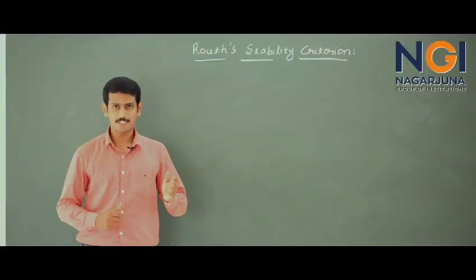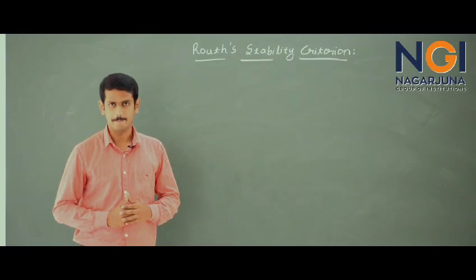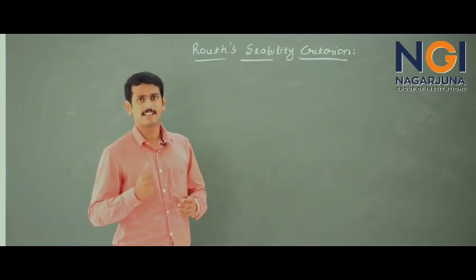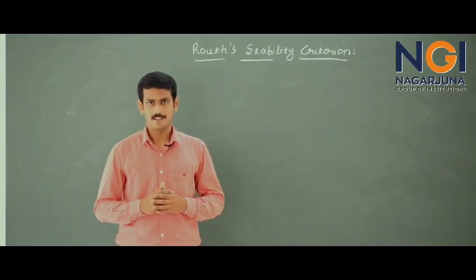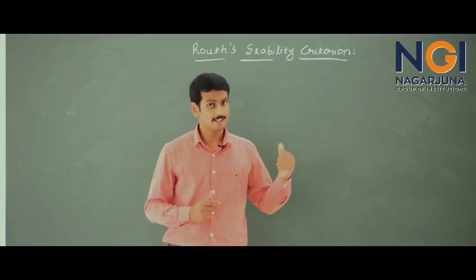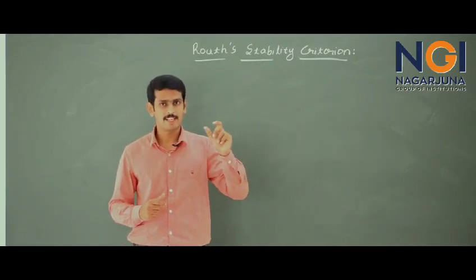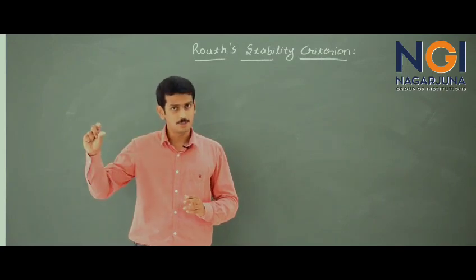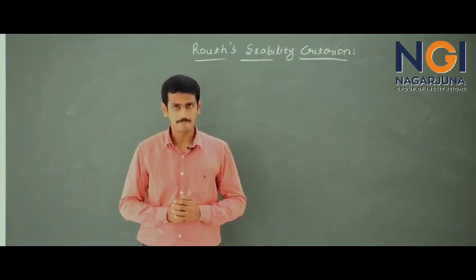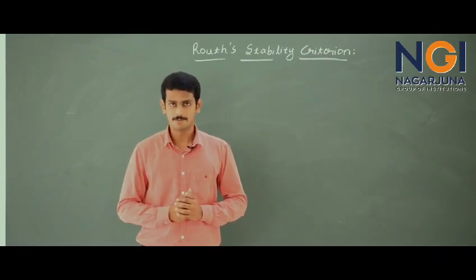Hello everyone. In this video, we will be discussing the Routh's stability criterion. Basically, the Routh's stability criterion is used to find the stability of the system. In this technique, we take the coefficients of the characteristic equation and arrange those coefficients in the form of an array. By taking them in the form of an array, we can find the stability of the system.